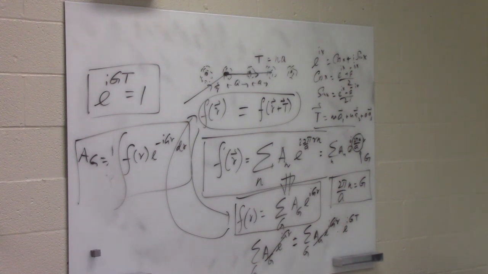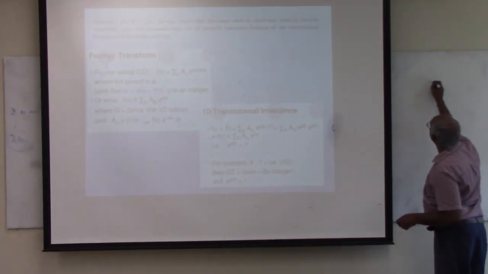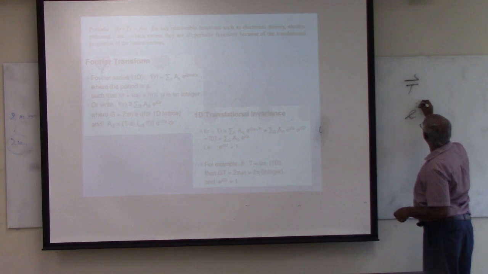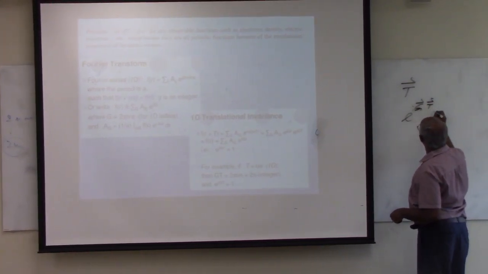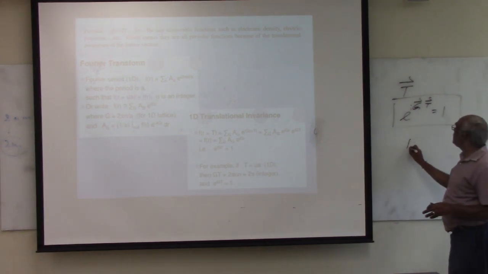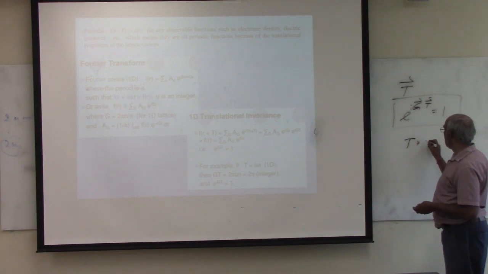So if I know this one, you just multiply by minus of this one and integrate it over the cell. Well, that's not important. The important thing is, if I have this periodic invariance of your property, I can always find this translational vector T, so that e^(iG·T) should be 1. That's the basic idea.